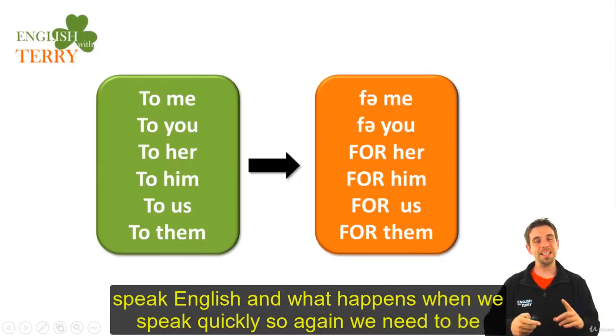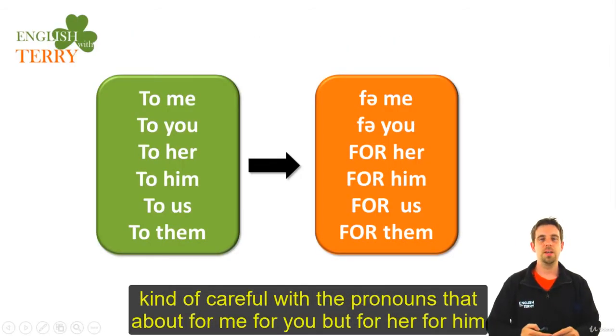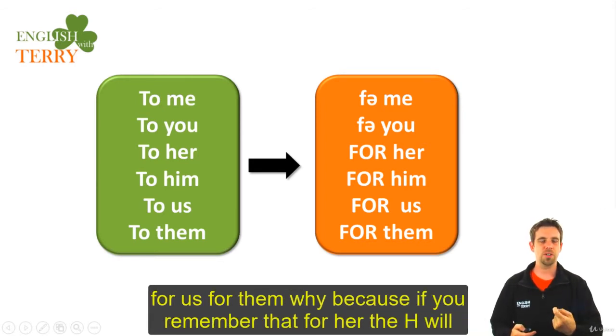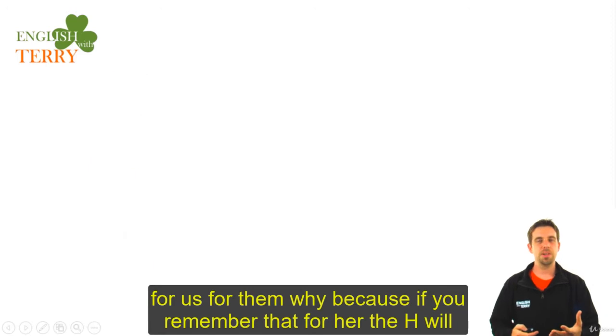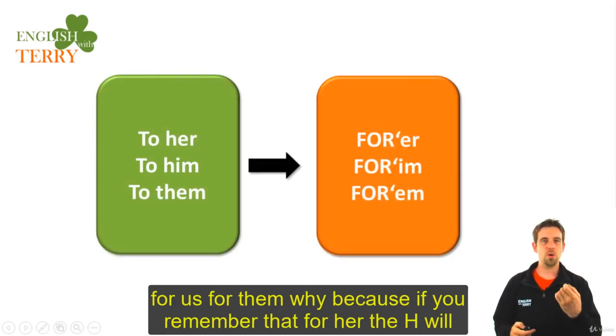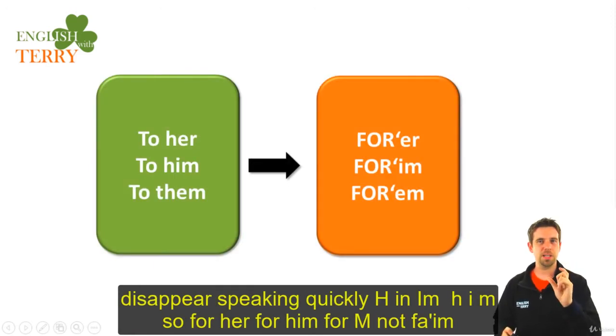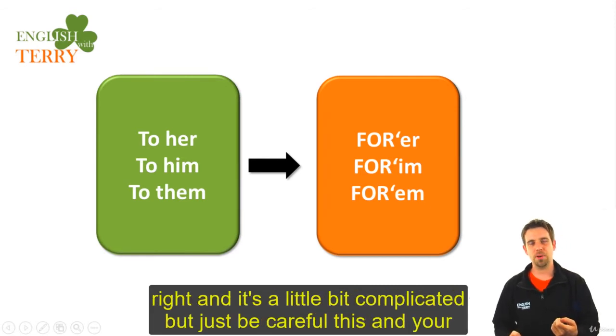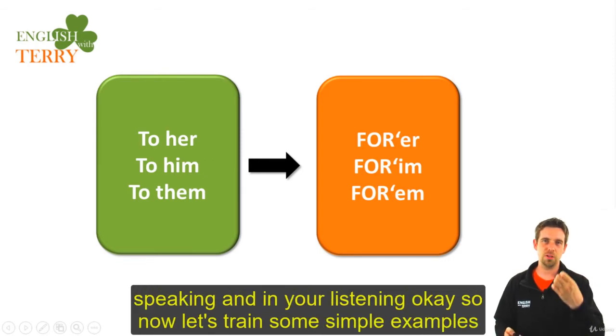So again, we need to be careful with the pronouns: for me, for you, but for her, for him, for us, for them. Why? Because if you remember, the H will disappear when speaking quickly, so it's "for her", "for him", "for 'em". I know it's a little bit complicated, but just be careful with this in your speaking and in your listening, okay?